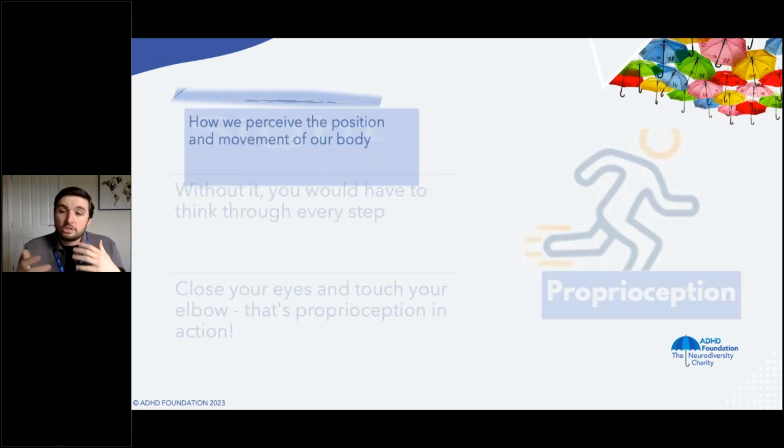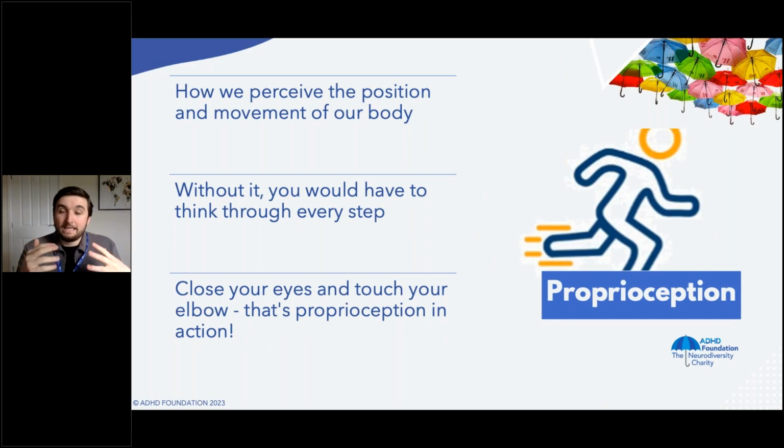So just to start us off with proprioception, it often gets described as the body's sat-nav system. It's basically how we perceive the position and movement of our body. Without it, if we were walking down the road, we'd have to think through every step we were taking, but usually we don't have to do that. It just happens for us. We know where our body parts are, we know the position of our body parts, and we're able to do it without having to think that process through.